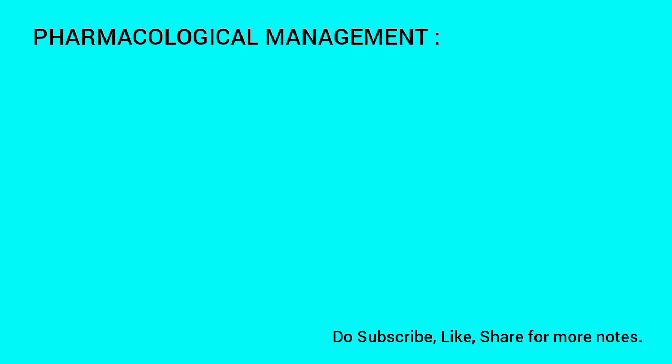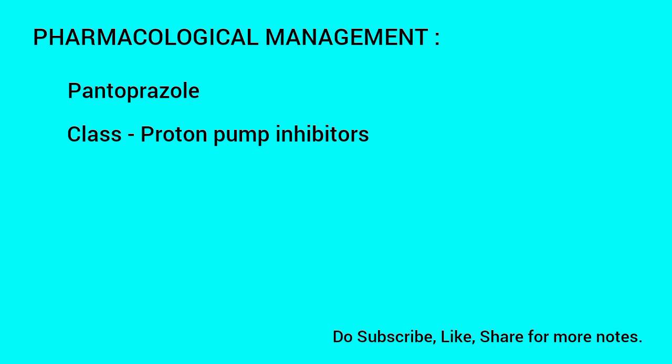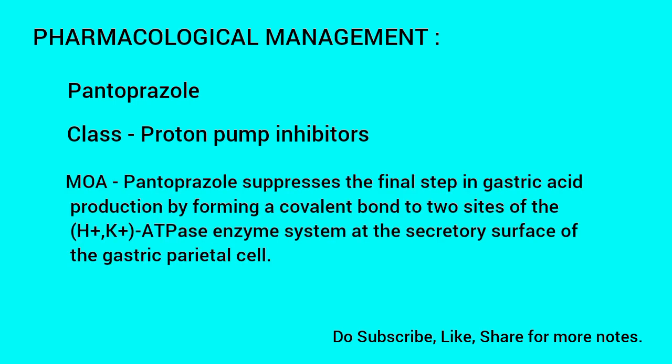Now let's see about pharmacological management. Pantoprazole, class as proton pump inhibitors. The mechanism of action is pantoprazole suppresses the final step in gastric acid production by forming a covalent bond to two sites of the hydrogen and potassium ATPase enzyme system at the secretory surface of the gastric parietal cell. The available doses are 40 mg and 80 mg.